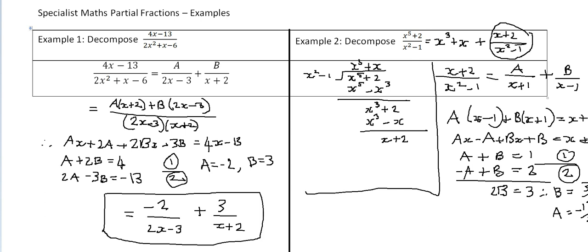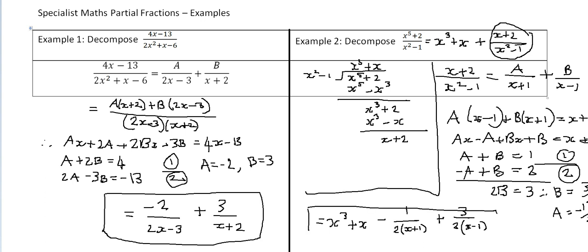Okay, so let's decompose this whole right-hand side now. So the whole right-hand side is equal to x cubed plus x minus 1 on 2, that's the half, x plus 1, plus 3 on 2 for b, x minus 1. And there we have it. We've decomposed that algebraic fraction into its components.